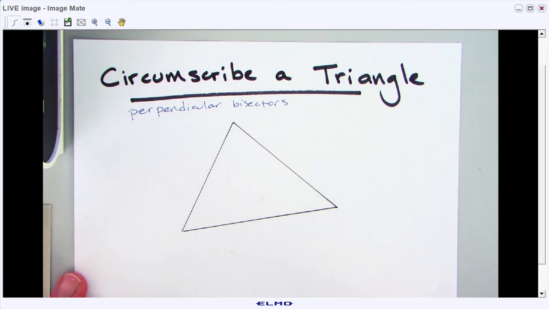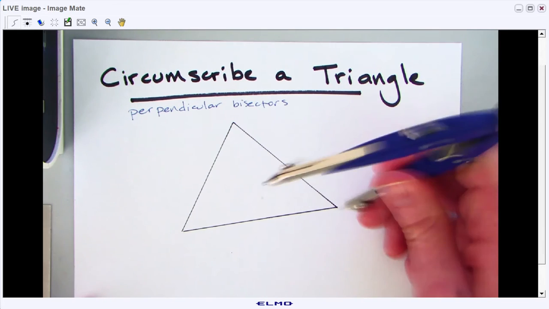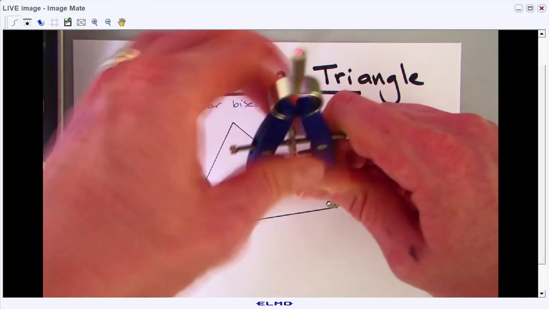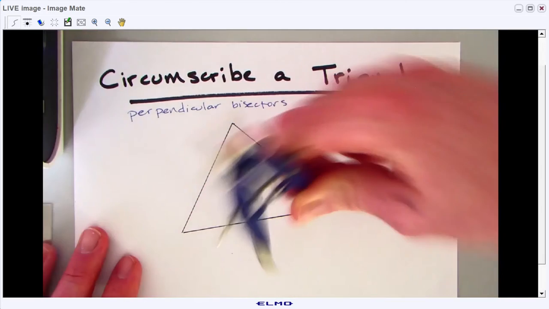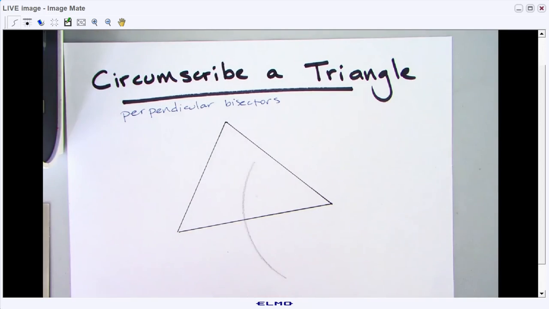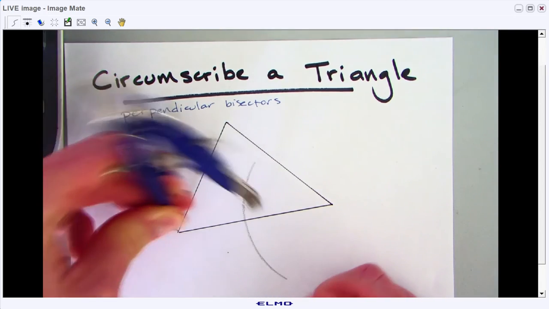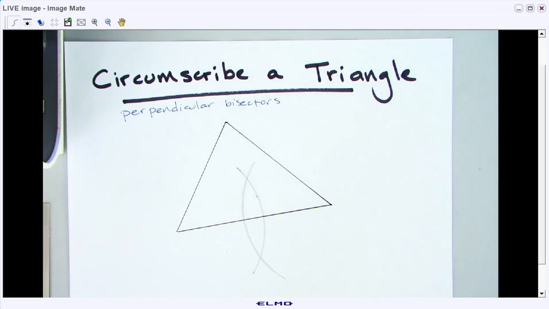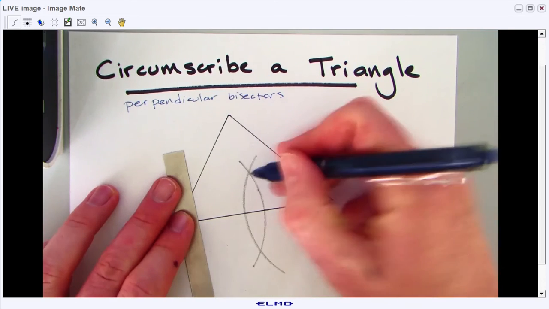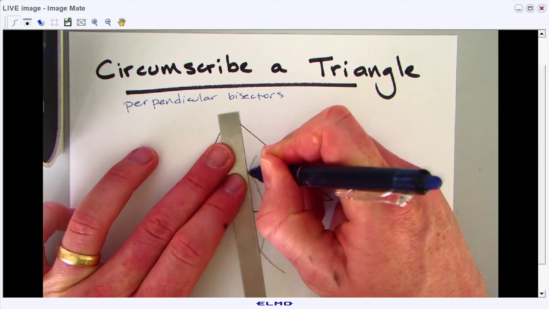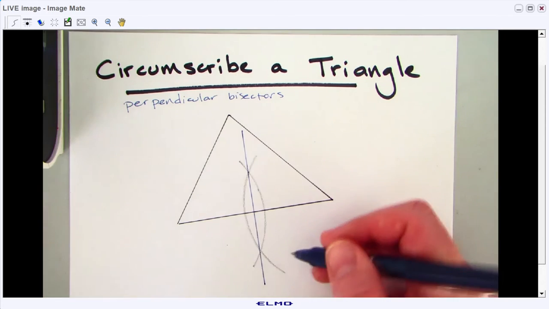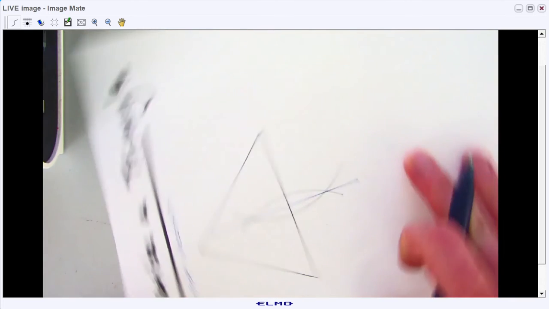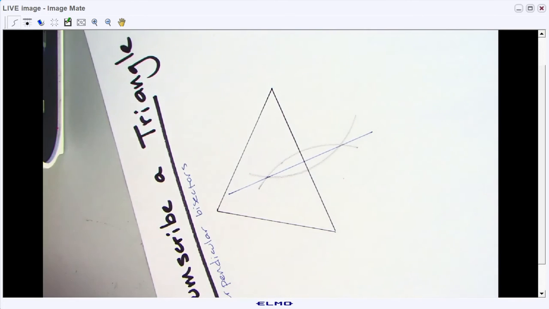For a perpendicular bisector, you put your pointy end on one endpoint, and you go more than half. You do a big arc, and then another big arc. Make sure these two arcs intersect twice, and you draw the perpendicular bisector of this first segment. Then you do the next one. So I find this perpendicular bisector.